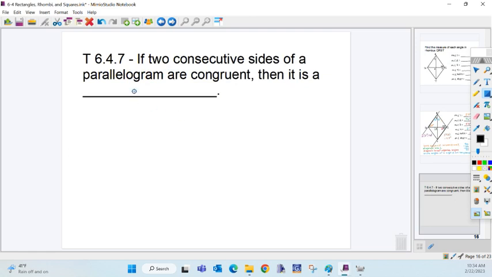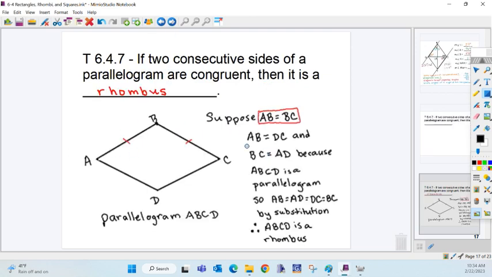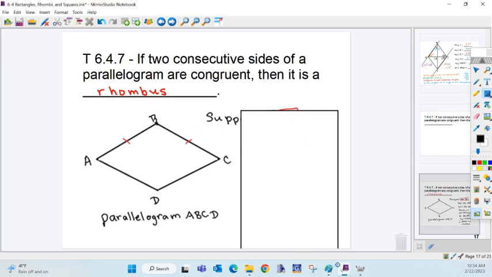If two consecutive sides of a parallelogram are congruent, okay, so we're thinking parallelogram, so it is a rhombus. And it's a rhombus, absolutely. We do not have to look at this proof part. We're just going to say we have a parallelogram. Two are congruent, talking it through.